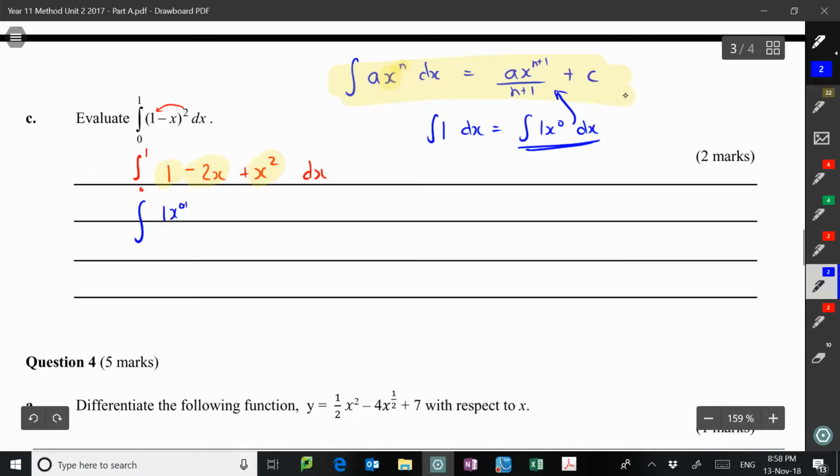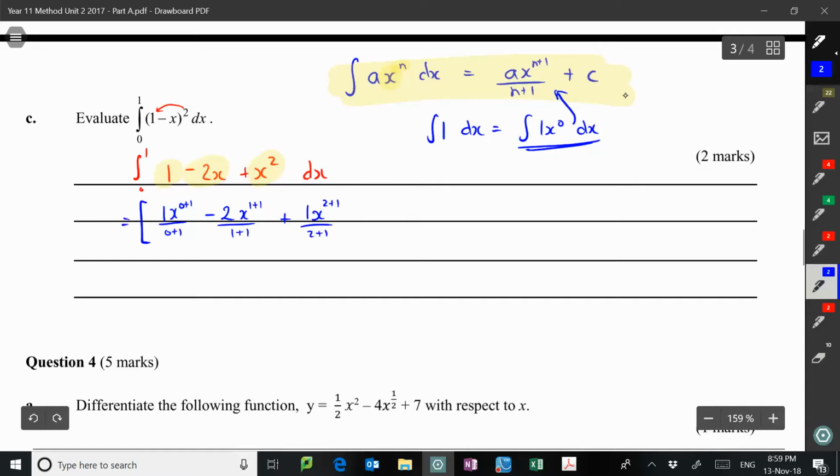So if you do that, you'll find that it becomes a, which is 1, times x to the power of 0 plus 1 over 0 plus 1. I'm just using the rule, by the way. Same thing, minus 2, that's my a, times x to the power of 1 plus 1 over 1 plus 1. I'm just using the rule. Plus, again, 1 times x to the power of 2 plus 1 over 2 plus 1. I'm just following the rule. That is my antiderivative.